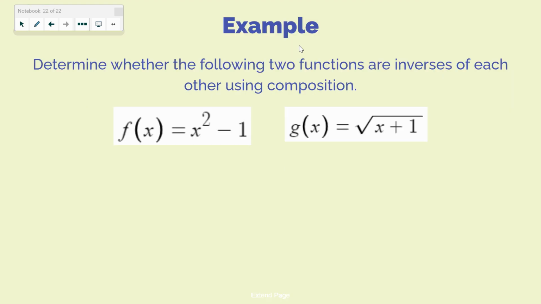Alright, so here we have f of x equals x squared minus 1, and g of x is the square root of x plus 1. We want to determine if they are inverses using compositions, which means we have to find first f of g of x. So to find f of g of x, I'm going to take my inside function, which is g of x, and I'm going to input it into my f function.